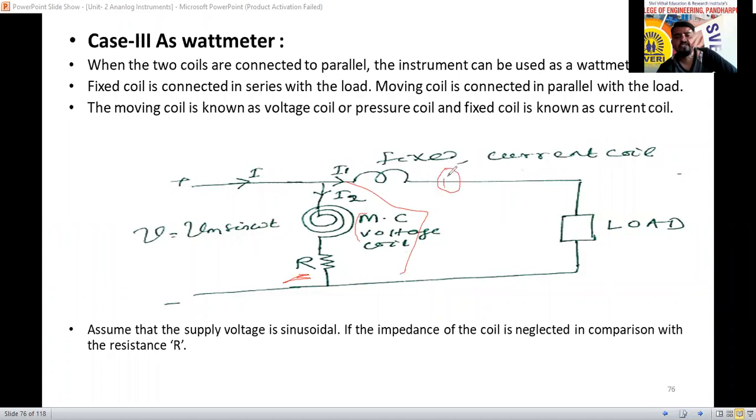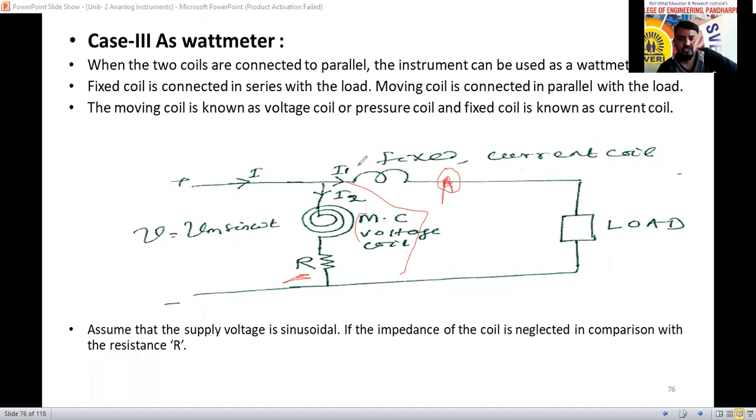The product of voltage and current, what is it? It is nothing but power. According to the DC circuit, P equal to VI, but in the AC circuit we consider P equal to VI cos phi. Cos phi is the power factor, and phi is nothing but the angle between voltage and current.